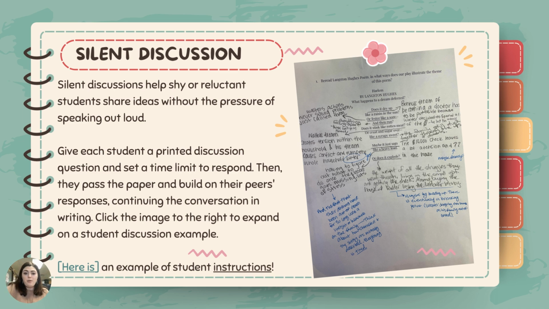For example, the question that's posted in that picture is about reviewing the poem that we read before we read the play that it's based on. It says, review Langston Hughes' poem. In what ways does this illustrate the themes of the play we just read? Kids had a chance to draw, annotate, and put their answers.